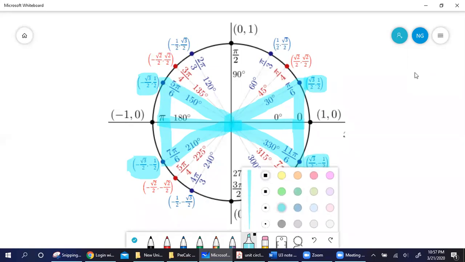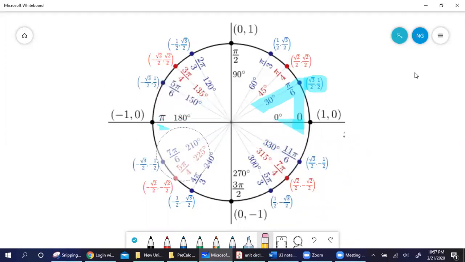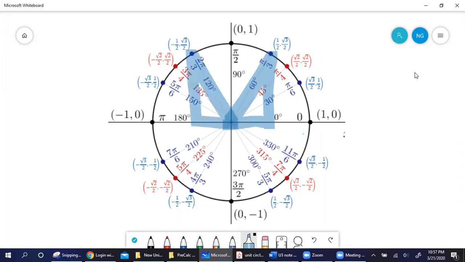If I look at the 60 degree now instead, let's erase these 30s. If I look at all the 60 degree references, there's a 60, there's another one, here's another 60, and here's another one. Notice their coordinates are all the same. The only thing that changes is who's positive and who's negative.